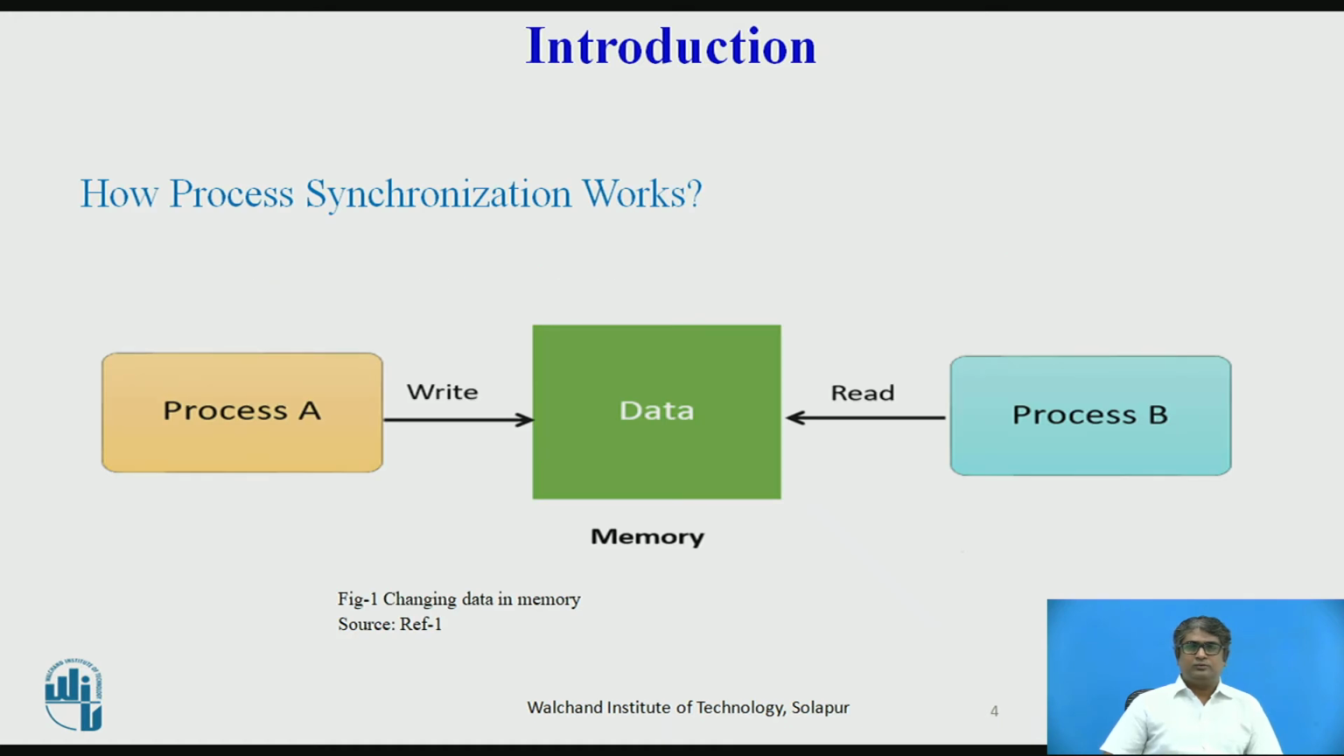How does process synchronization work? Here, for the example shown in this figure, process A is changing the data in a memory location, meaning that process A is writing the data in the memory location while another process B is trying to read the data from the same memory location. So there is a high probability that the data read by the second process, that is process B, will be incorrect. That's why we have to maintain the consistency of the shared data.